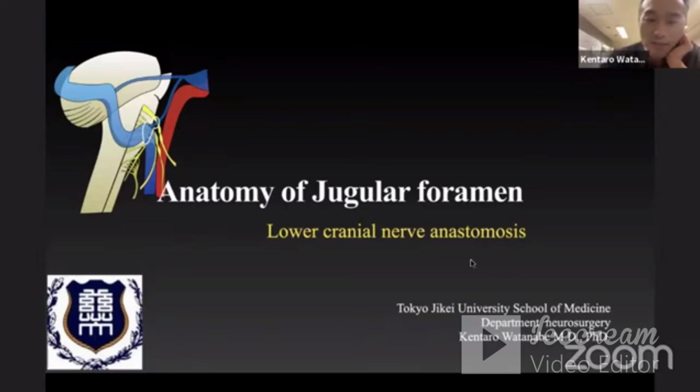Paolo already presented about the jugular foramen anatomy, and also explained about the medial side of the jugular foramen. Maybe I will just add information about the area around the jugular foramen.